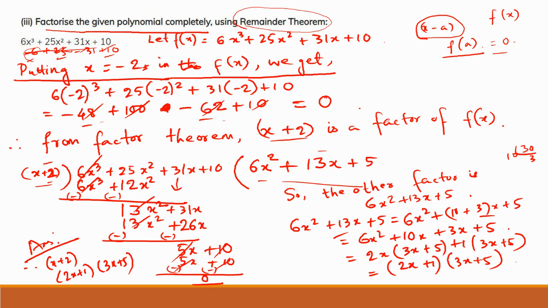Okay, it's saying factorize the required expression, so you just write 6x cube plus 25x square plus 31x plus 10 equals x plus 2 times 2x plus 1 times 3x plus 5, or write that the required factors are x plus 2, 2x plus 1 and 3x plus 5, something like that. Just write it clearly.